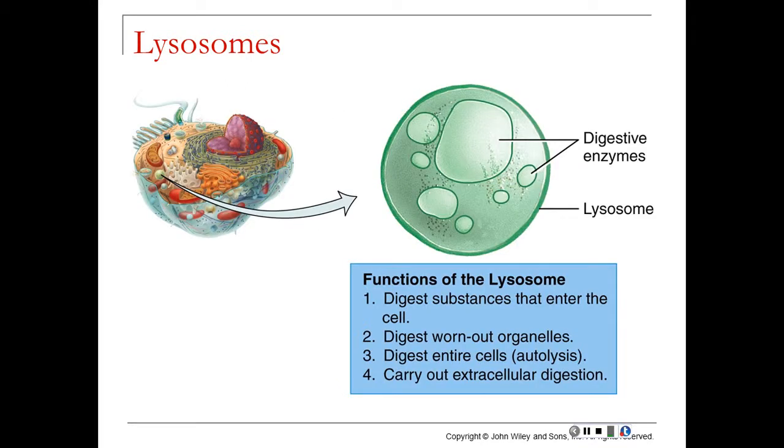Here you can see a close-up view of a lysosome, basically a membrane sac with lots of digestive enzymes inside of them. Notice some of the functions listed here. Other than digesting substances that come into the cell, they also help digest worn-out organelles. They can also digest the entire cell. They can rupture and help the cell commit self-suicide, so to speak, so the cell can die for the greater good of the organism. If the cell's old and things aren't working properly, the lysosome will rupture and break down the rest of the cell.